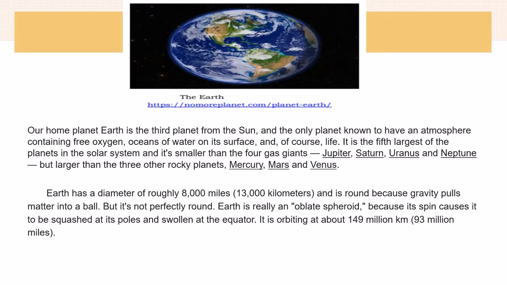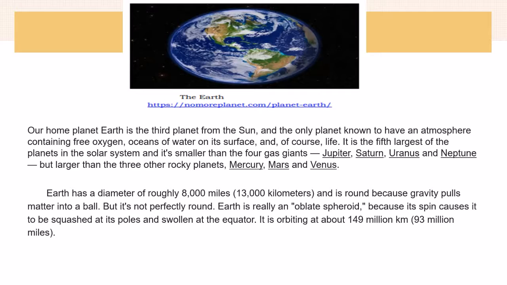Our home planet Earth is the third planet from the Sun, and the only planet known to have an atmosphere containing free oxygen, oceans of water on its surface, and of course, life. It is the fifth largest of the planets in the solar system, and it's smaller than the four gas giants, which are Jupiter, Saturn, Uranus, and Neptune, but larger than the three other rocky planets, which are Mercury, Mars, and Venus.